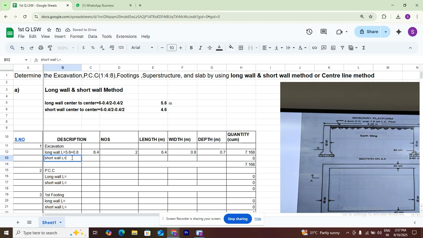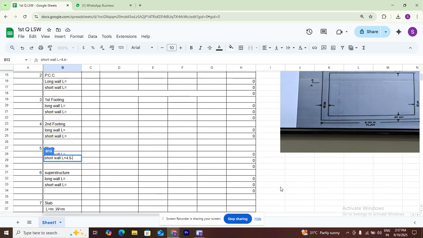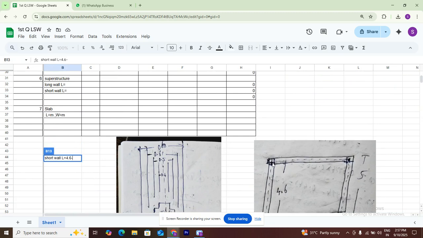Short wall, center to center short wall is 4.6 minus. Why do we need to remove here? We are adding in the long wall. But why do we need to remove? Please consider here, we have already added here.